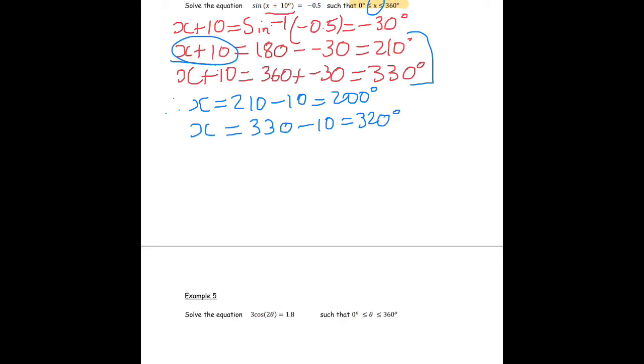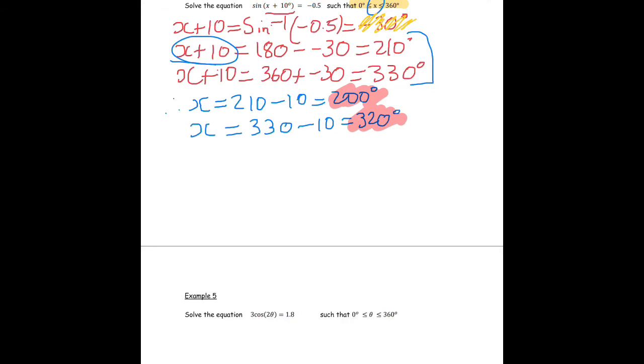Now notice I didn't bother with the original one there, that minus 30 degrees, because even when I subtract 10 from it, there's going to be minus 40 degrees, which is way out of the range 0 to 360, so I can just ignore it. So I need to find the alternative angles first for x plus 10, and then subtract the 10 right at the end. So don't touch that 10 until you've found all of the alternative angles, and then you can subtract it.